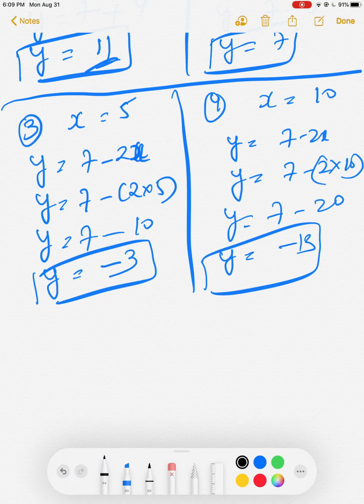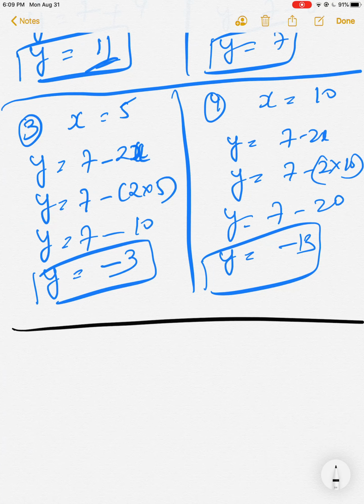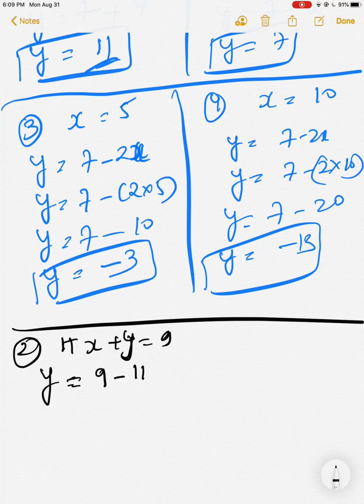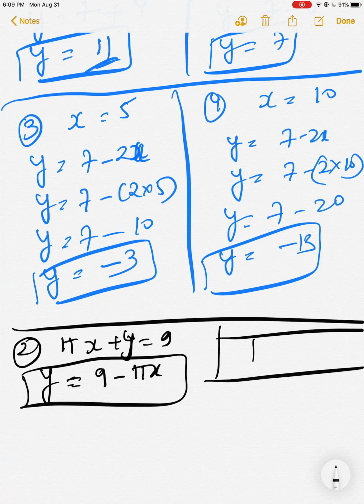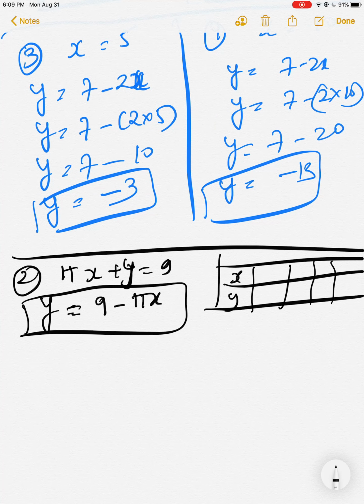The next problem is the same, we have to find out the solutions. Second: pi x plus y is equal to 9. Okay, here also y is having coefficient 1. So I will be writing y is equal to 9 minus pi x. Okay, now let us take here 4 values of x and y. Now here x, this is the y form.